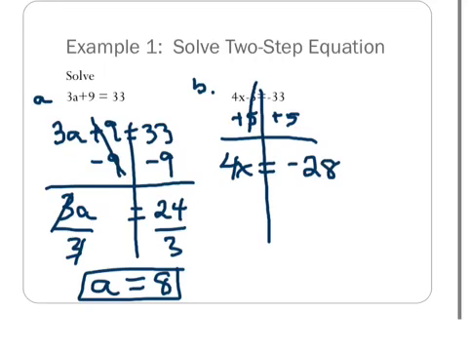Because when I add two numbers with different signs, I subtract and take the sign of the higher number. My next step is to get rid of that 4 that's multiplying next to x, and I'm going to do the opposite and divide both sides by that 4. The 4's cancel out, and I'm left with x is equal to negative 28 divided by 4, which is a negative 7.